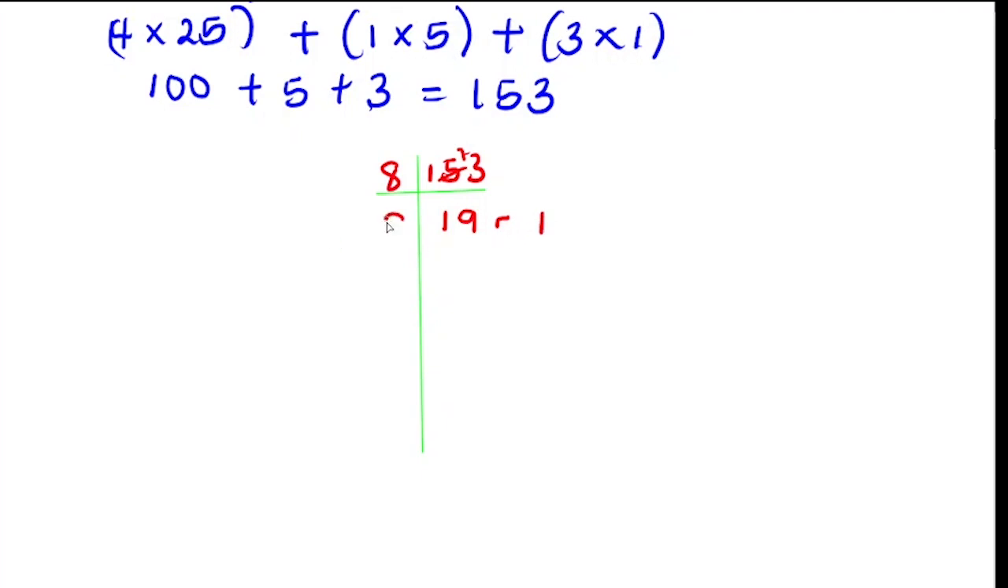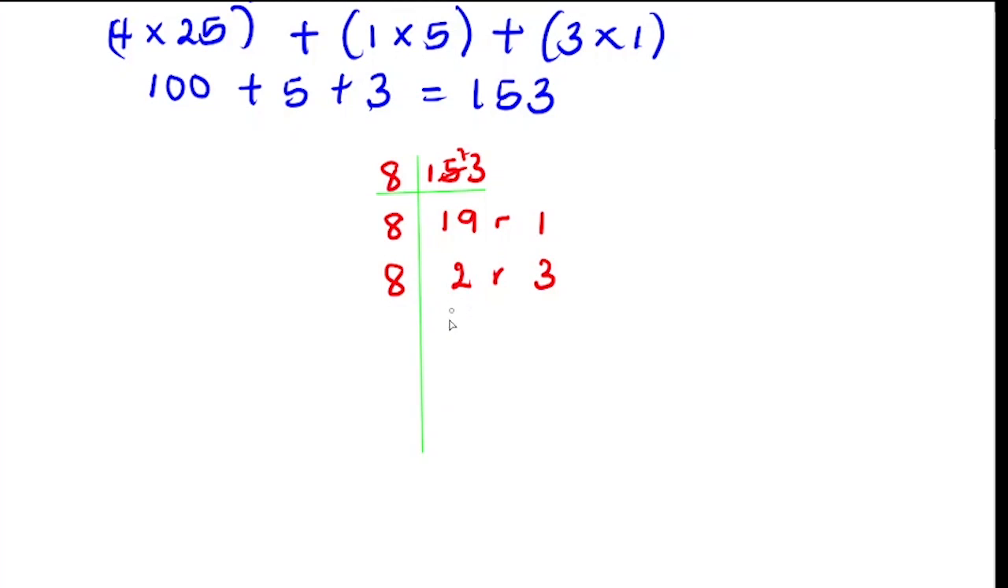I go again successively by 8. 8 goes in 19. How many times? From our multiplication table, 8 times 2 is 16. So I have just 2 and a remainder of 3. So I write my remainder. I will keep going. 8 goes in 2.